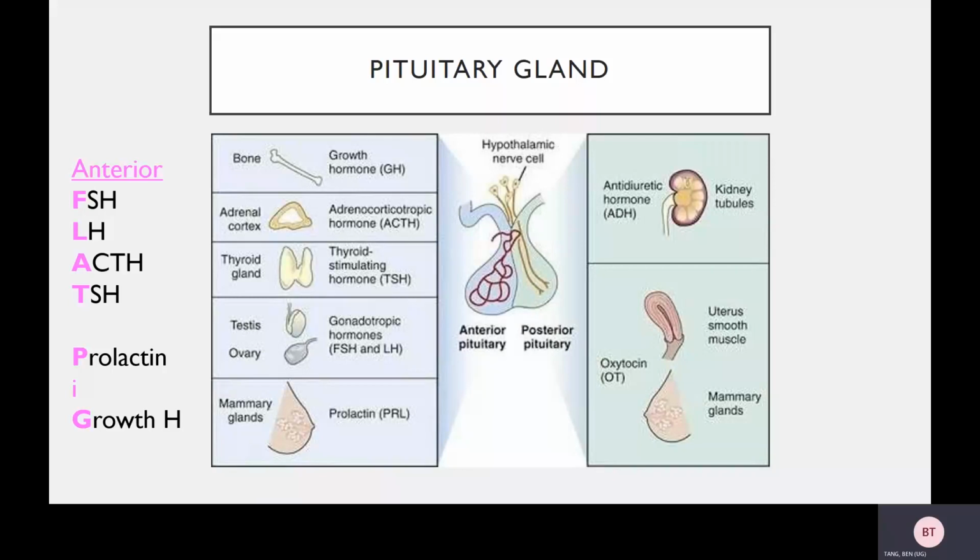Now, with your posterior pituitary gland, there are a lot fewer hormones, thankfully, but I remember it using POW. So P for posterior, A for antidiuretic hormone. And what the antidiuretic hormone does is basically keep water inside your system. You can remember this by thinking of diuretics, right? Diuretics are for blood pressure and they make you pee a lot to reduce the blood pressure. So antidiuretic would mean that you don't pee and therefore keep water inside.